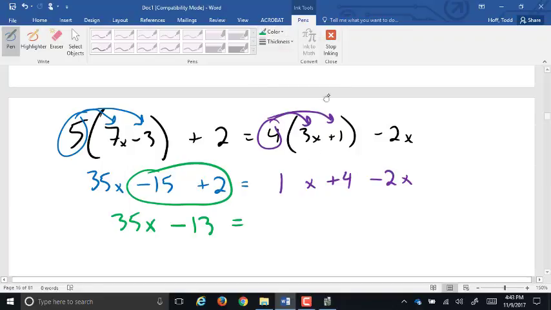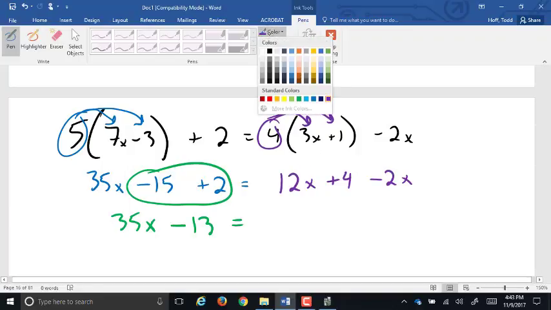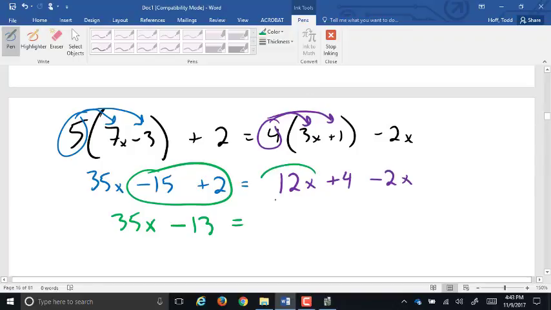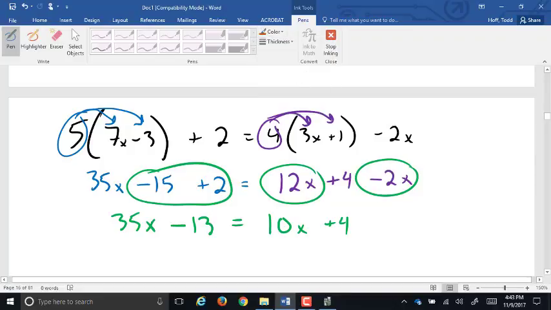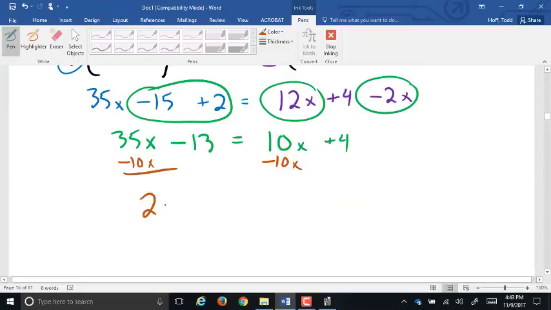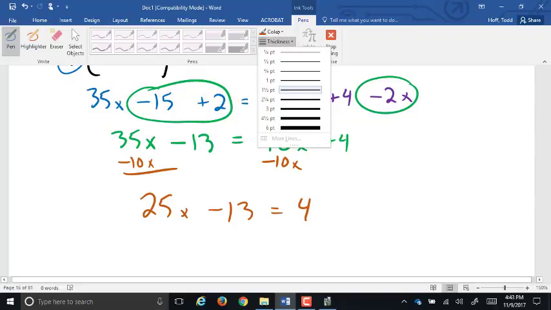What can I combine here? 12x and negative 2x make 10x, and I still have the positive 4. Now what? I gotta get rid of one of my x's, so I'm gonna take away the smaller one, which is the 10x. So 25x minus 13 equals 4.